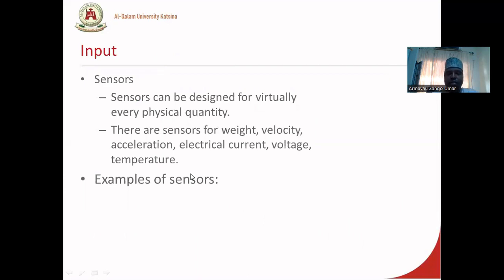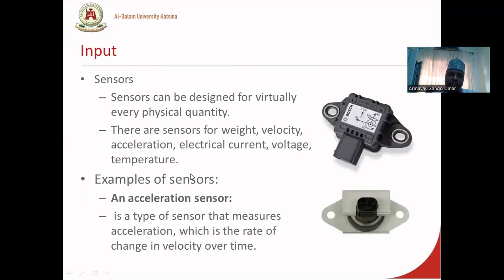So when we are talking about components of hardware, mostly you consider input, processing, and output. Beginning from input, we said most of the inputs are sensors. Basically, sensors can be designed for virtually every physical quantity. For example, we can have sensors for weight, velocity, acceleration, electrical current, voltage, etc. We begin with the example of the accelerometer, which is a sensor that measures acceleration, which is the rate of change in velocity over time.